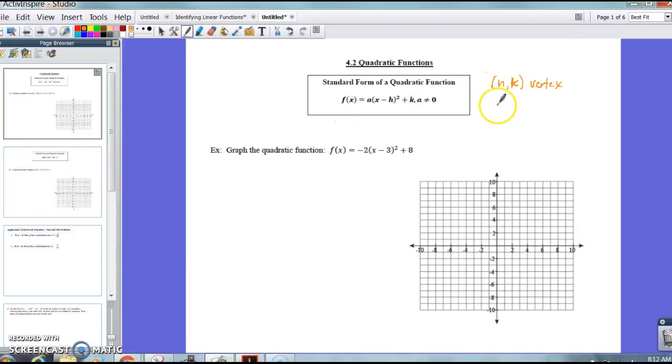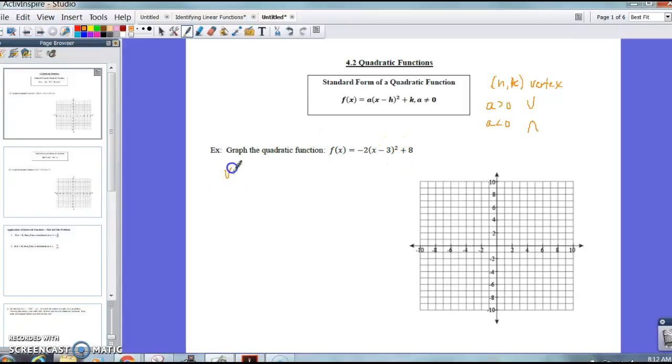(h, k) is our vertex. a tells us whether or not our parabola opens up or down. So if a is positive, it opens up. If a is negative, it opens down. So let's go ahead and go through the steps of graphing this particular problem that we have here.